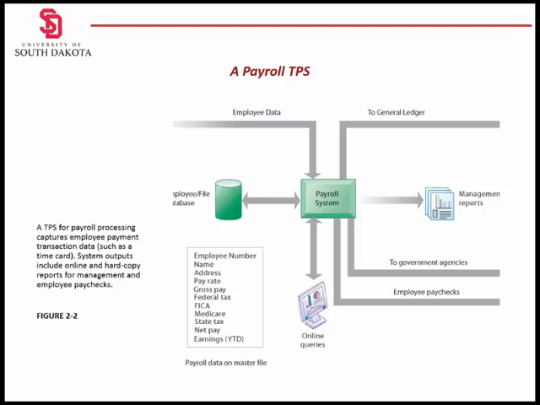Here's a good example of a payroll TPS. If we look at the little cylinder here, this really indicates that it's a data store. So this is the employee file database. It feeds the payroll system, which produces online queries that talk back and forth to the payroll system, and outputs management reports. Government agencies can interact with the payroll system for government regulation purposes. Employee paychecks, usually done by ADP or some other outside agency, need to tie to the payroll system so that those paychecks can be cut and employees paid.